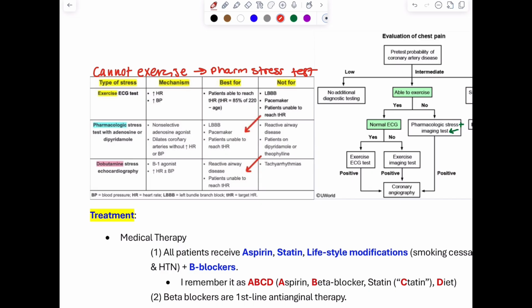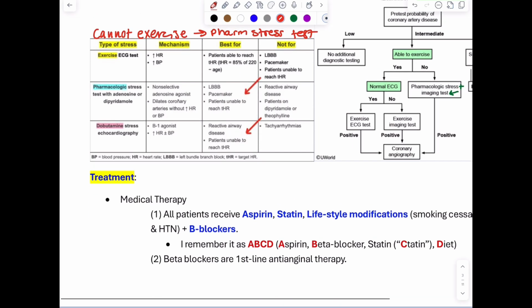Okay, so you have two types of pharmacological stress testers. One is going to be adenosine or dipyridamole, okay? And these are just going to dilate the coronary arteries. They're just going to increase flow to the heart. And this is very important. I've seen a question like this where they tell you, we gave the patient adenosine. What are the changes that you're looking at? Something like that. And you just need to know that the flow to the heart is increased.